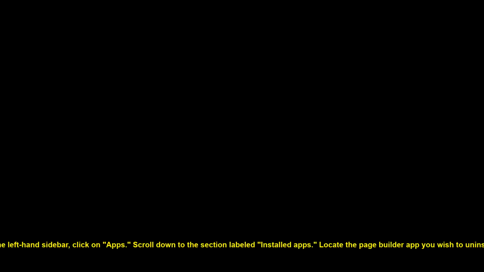To begin uninstalling a Shopify page builder app, log into your Shopify admin dashboard. In the left-hand sidebar, click on Apps. Scroll down to the section labeled Installed Apps. Locate the page builder, click on the name of the app to open its settings.